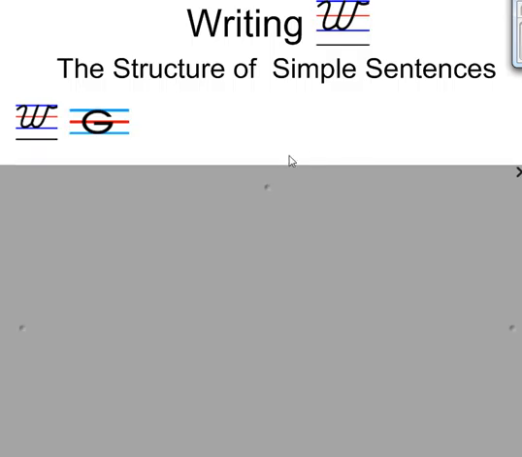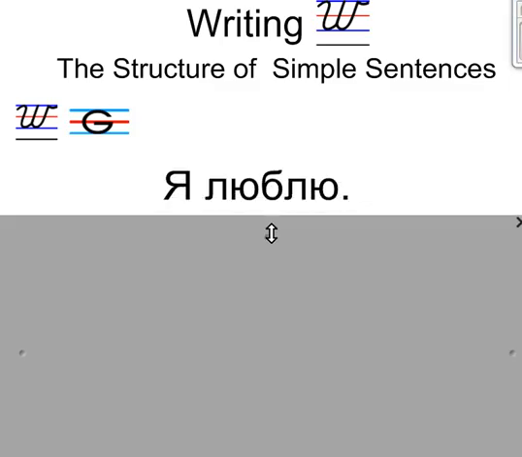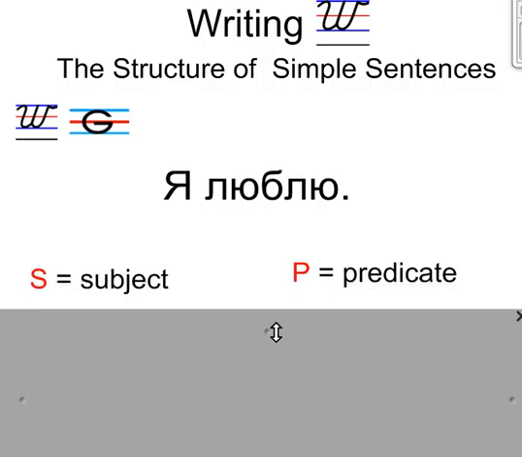Great. So now we talk about Russian. If you look at this sentence, it is a simple sentence in Russian. Я люблю. It has two words in it. Two parts of speech. A subject and a predicate. In this case, the predicate is a verb.